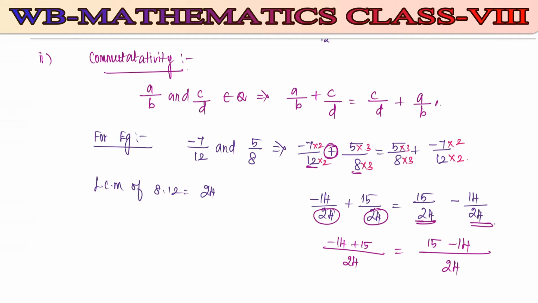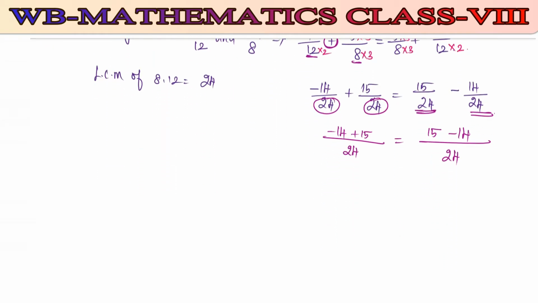When you simplify this, here we get minus 14 plus 15, it is 1 divided by 24. Here 15 minus 14 is 1. We have denominator 24, so 1 by 24. So LHS is equal to the RHS. Left hand side and right hand side, both are equal.